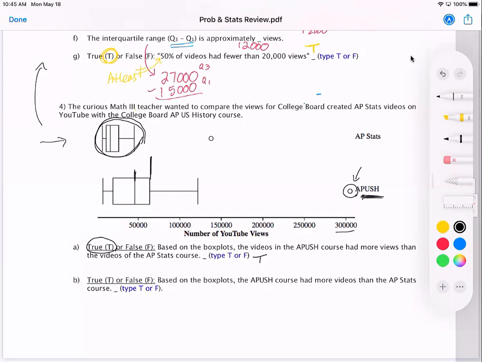And then letter B, true or false, based on the box plots, the APUSH course had more videos than the AP Stats course. This is unknown. We can't tell how many videos are represented in the box plots. For all we know, this one could be 20 videos and maybe this one is 40 videos. You really can't tell how many videos are represented in the box plot. We can only tell the 5-number summary of the number of views. So this is at best false. We can't tell much more than that.